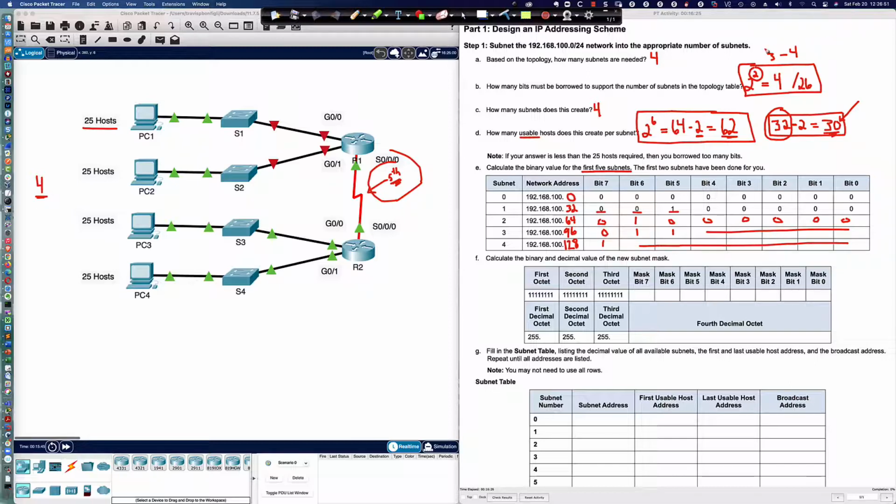Remember, if we borrow 3 host bits, we're creating 8 total subnets. They're just interested in the first 5 because that's what we're going to be using. And my guess is that 5th one, this 128, is going to be right here, right? So calculate the binary and decimal value of the new subnet mask. Well, if we've borrowed 3 host bits, we changed it from a /24 to a /27.